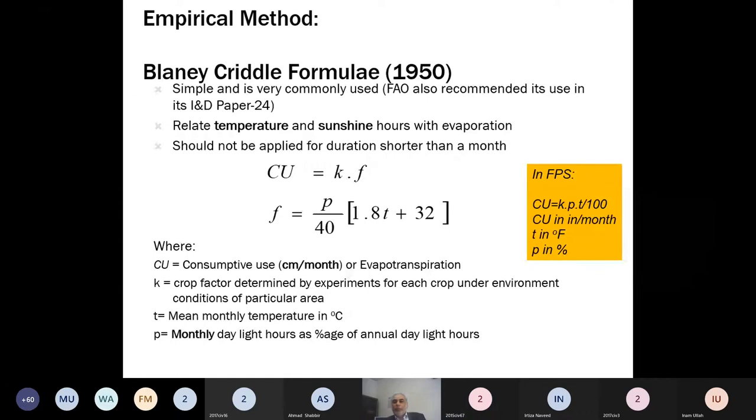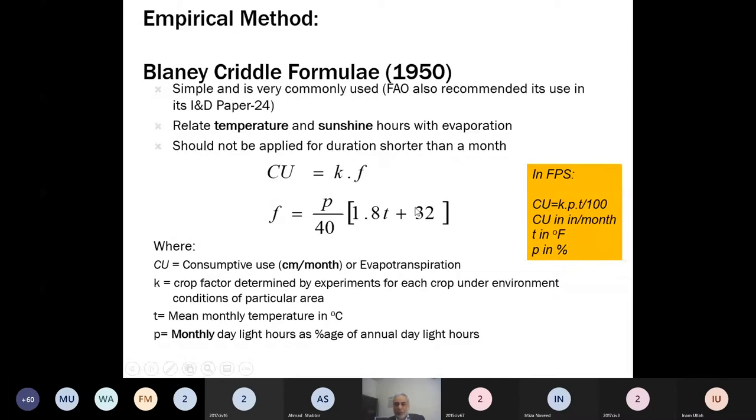He used these two parameters, percentage sunshine hours and temperature. He proposed this method originally for the FPS system, inch-pound, and he used temperature in Fahrenheit. He calculated the consumptive use in inches per month, and the formula was quite simple: coefficient of the crop multiplied by P into T over 100.